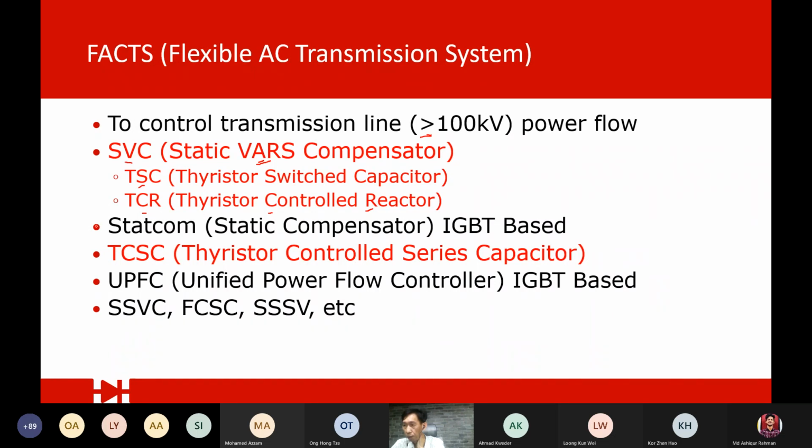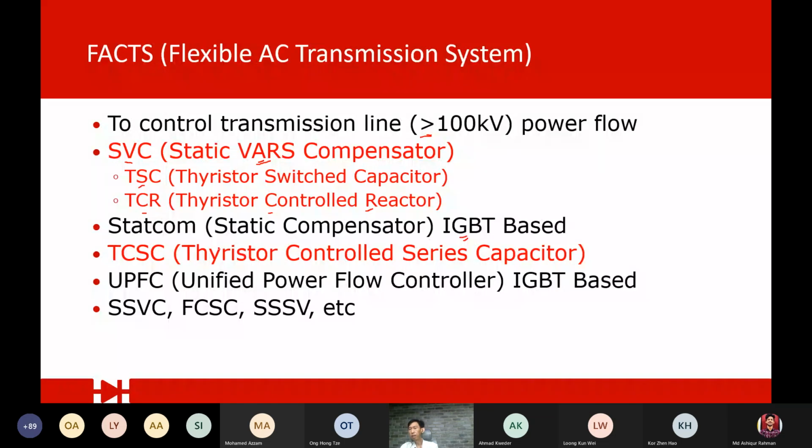The other one is called StatCom. StatCom is a static compensator, which is the IGBT-based control of SVC. SVC is only controlled using thyristors, but if you use IGBT to control it, it is called StatCom, the static compensator. Both perform the same job; the only difference is the control switching. Another difference is that StatCom currently cannot handle very high transmission line power control. Only the thyristor-based one can deal with higher power flow control.